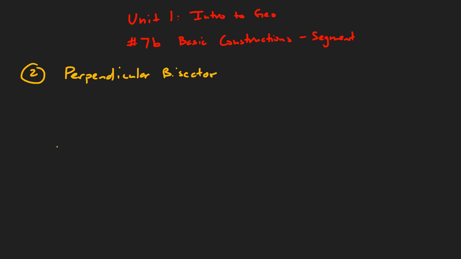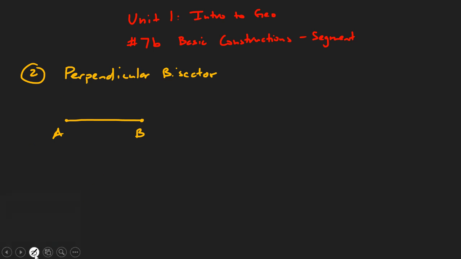Okay. All right. So again, you will be given a segment to start. So there's my segment AB. We want to create the perpendicular bisector to this segment. So a couple things. Number 1, we want to make a right angle with this segment. And number 2, we want to go through this segment's midpoint.